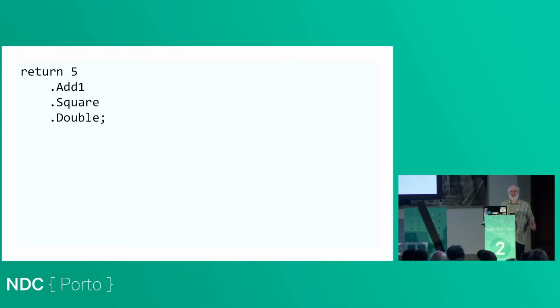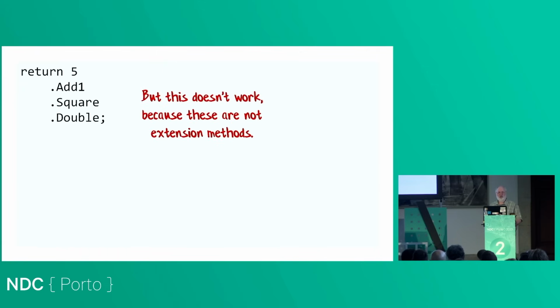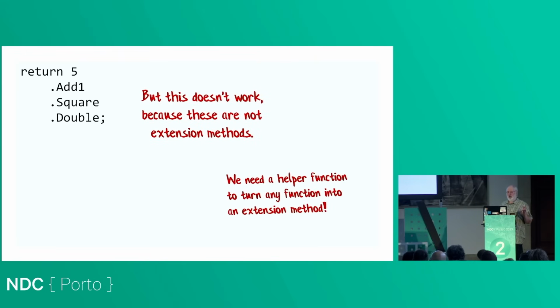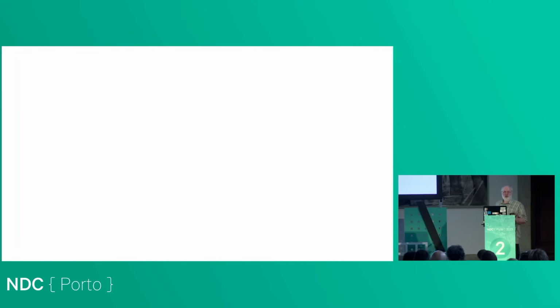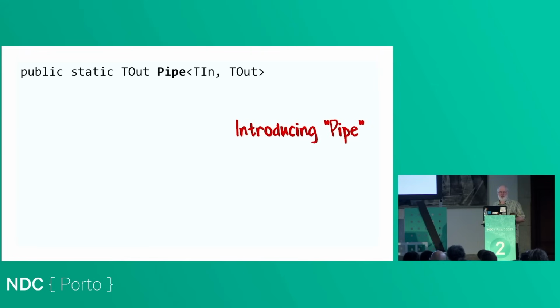Problem is, of course, this doesn't work because these things are not extension methods, right? So I can't do that. However, there is a trick that I can make these work. The trick is I can make a generic helper that will turn anything into an extension method. And that is going to be called pipe. So this is the pipe in C#. It's got two generic parameters, so it's a bit confusing. It's kind of hard to look at sometimes.